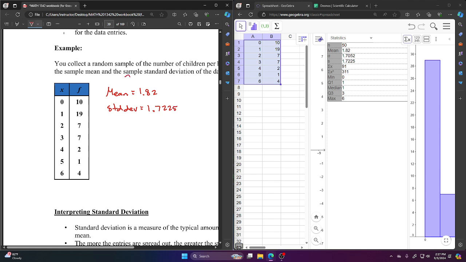1.7225. Notice that it said the sample standard deviation, so that's why I was using the little s. And this guy, of course, is just the mean. Well, you don't really have anything for that.